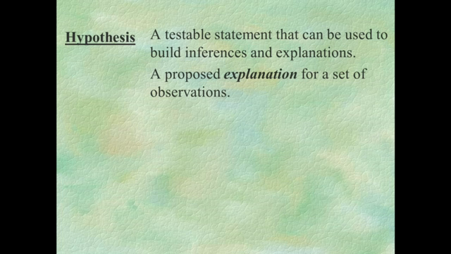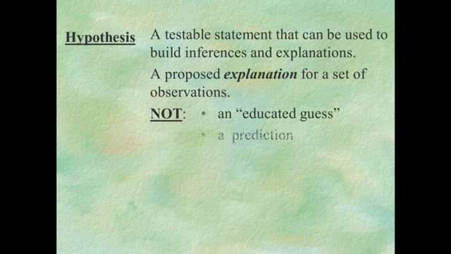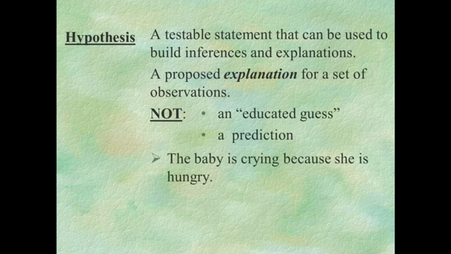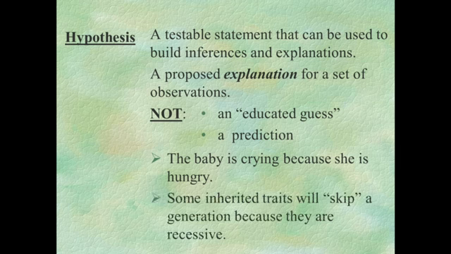We sometimes say that a hypothesis is a proposed explanation, right? Remember that it's not an educated guess, it's not a prediction. And some examples are here. The baby is crying because she is hungry, right? Now, this immediately proposes a possible prediction, right? If the baby's crying because she's hungry, well, then by giving her some food, she should stop crying, right? That would be our prediction that would follow from this hypothesis. Another, maybe a little bit more meaningful, is that sometimes inherited traits skip a generation because they're recessive.